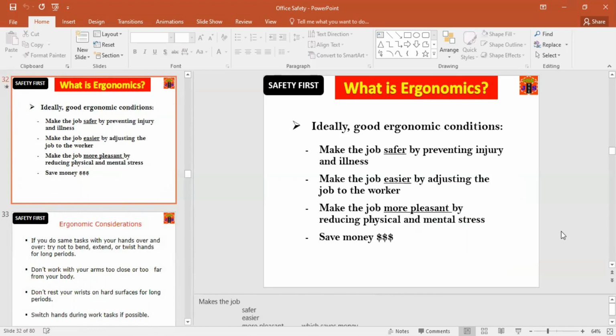Ideally, good ergonomic conditions mean making the job safer by preventing injury and illness, and making the job easier by adjusting the job to the worker.